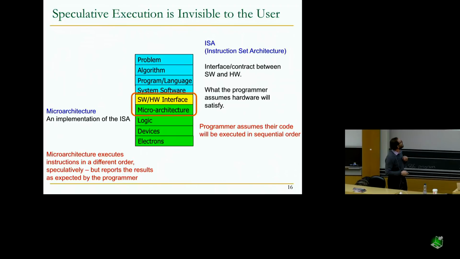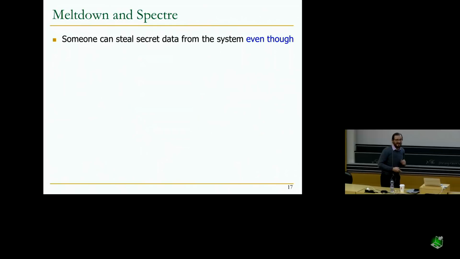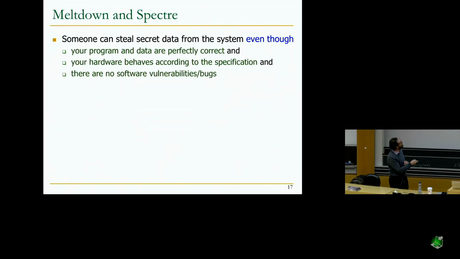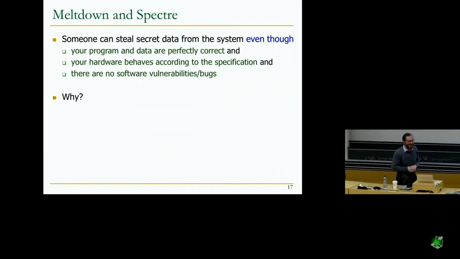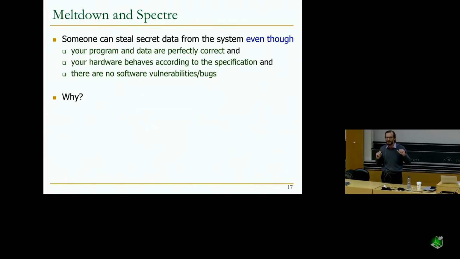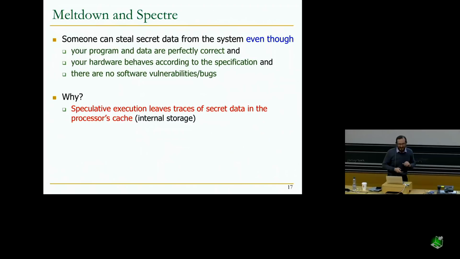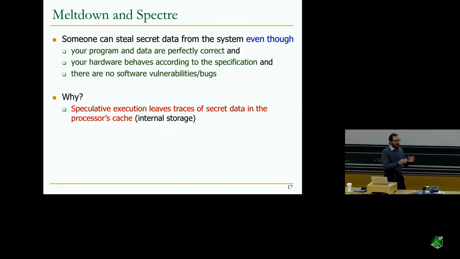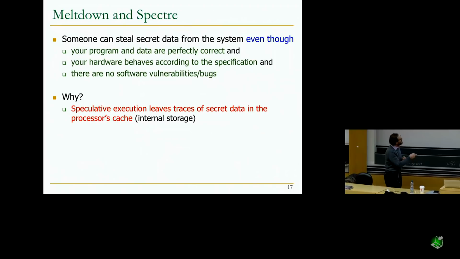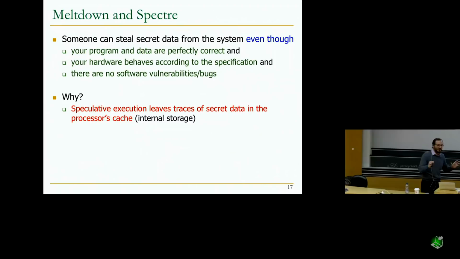Now, what people have discovered with Meltdown and Spectre is what I essentially said. This is absolutely correct. Even though you have this correctness everywhere, you still lose secret data. Somebody can attack you and exploit the fact that the computer speculatively executed the code. Well, why? Let me give you the high-level overview very quickly. It turns out that the speculative execution, what the computer did on the wrong path when it's incorrectly executing the code because it predicted something incorrectly, leaves traces of secret data in the processor's cache. We haven't talked about cache as much, but let's go back to this.